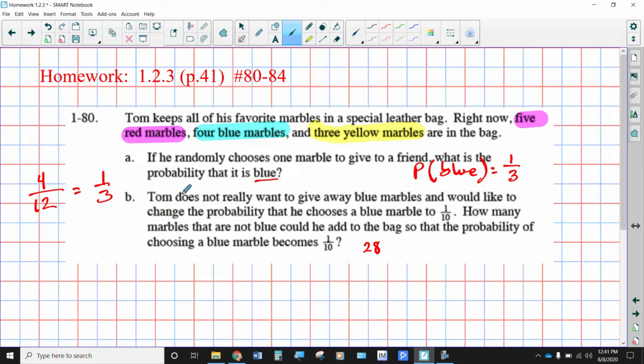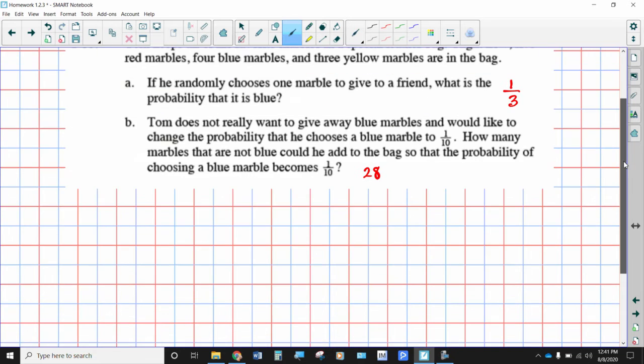Okay, so Tom does not really want to give away a blue marble and would like to change the probability to 1/10 instead of 1/3. So what can he do here? How many marbles would he have to add to the bag? Okay, so I'm going to show you the ratio. First of all, we know there's 4 out of 12, correct?